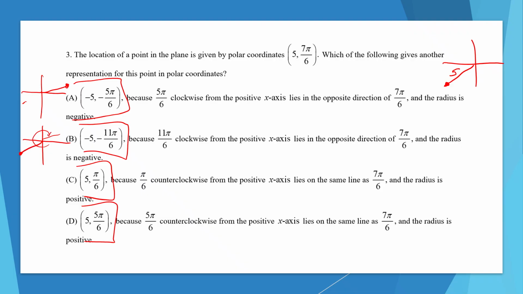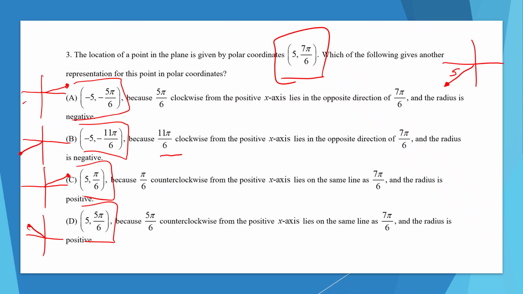So B should be our correct answer, but let's take a look at the other answer choices. C, pi over 6, 5, that's just right there in the first quadrant. And then D, 5 pi over 6, 5, that's going to be in the second quadrant. So B is the only one that is in the third quadrant along with the actual coordinate that we were given. And let's just look at the explanation to see if it's right.